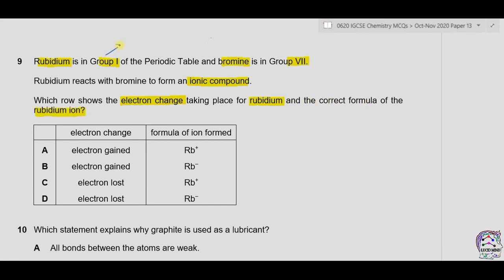As rubidium is present in group 1 of the periodic table, and group 1 is metals, and metals lose electrons to form ionic compounds. As it is in group 1, it will lose 1 electron, so a rubidium atom will convert into Rb+ along with the loss of 1 electron. So the charge on rubidium will be +1 and 1 electron is lost. So it could be C or D, and it is C. So the answer is C.